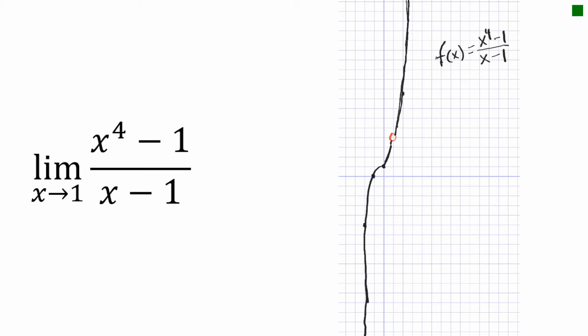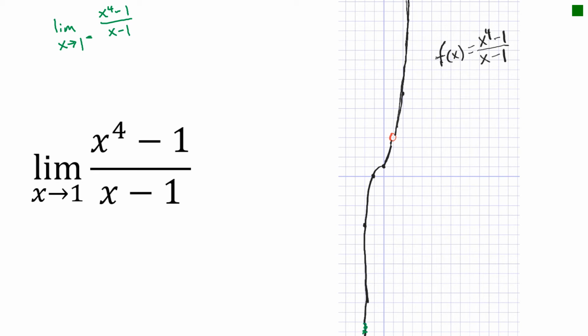So let's say that we wanted to describe the left-hand limit. We would say the limit as x goes to 1, put a minus sign here to indicate from the left, of our function, x to the 4th minus 1 over x minus 1, and we have it graphed over on the right-hand side. So in the future, we're going to talk about how we could use substitution to answer this, but for now, let's just go ahead and answer this question using the graph.